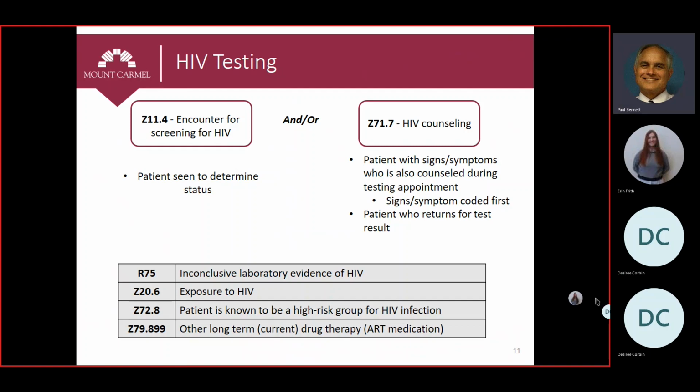R75 can be used if the test results are inconclusive, but there is no definitive diagnosis or manifestations of the disease. If a patient's HIV is managed on antiretroviral medications, providers should use B20 followed by Z79.899, other long-term current drug therapy, to reflect the treatment.